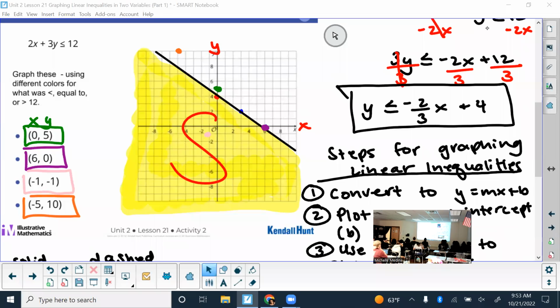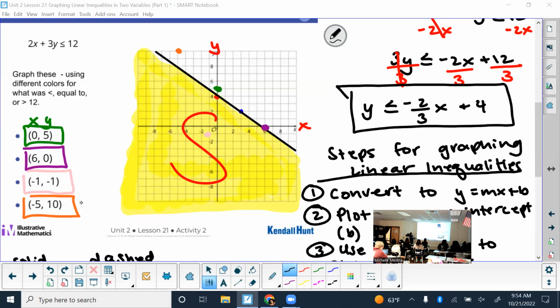All right, so compare your dots to mine. See if you made any mistakes. I color coded it so you can see 0, 5, 6, 0, -1, -1, and -5, 10. Good, anyone? Questions? You're just plotting the coordinates. Because a great test question is, given this linear inequality, is -5, 10 a solution?